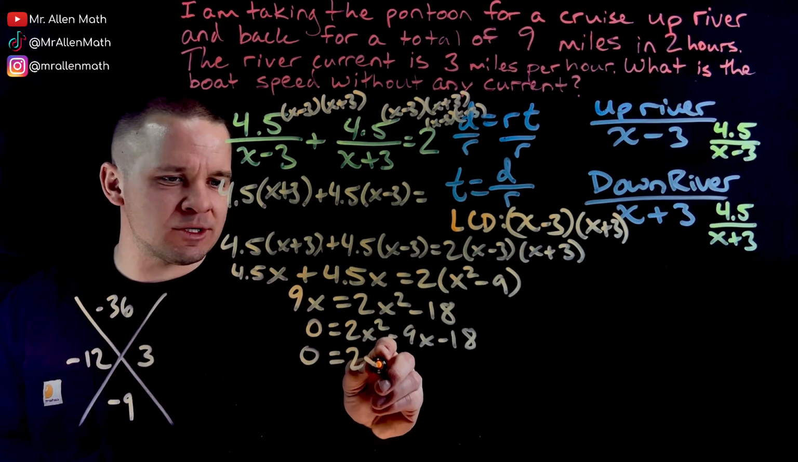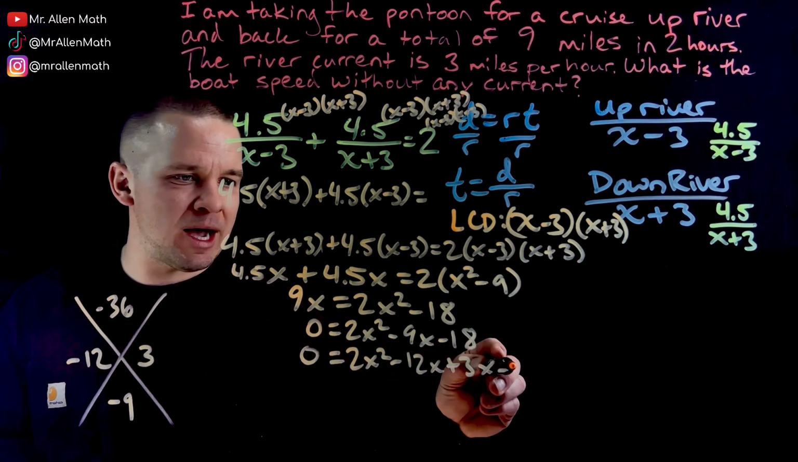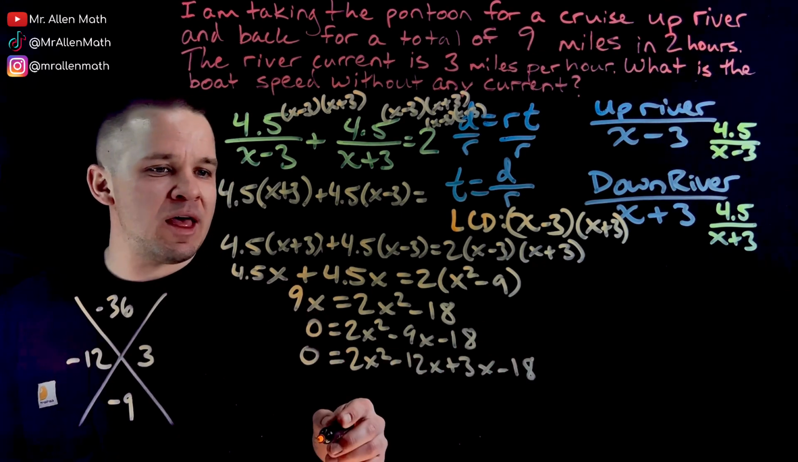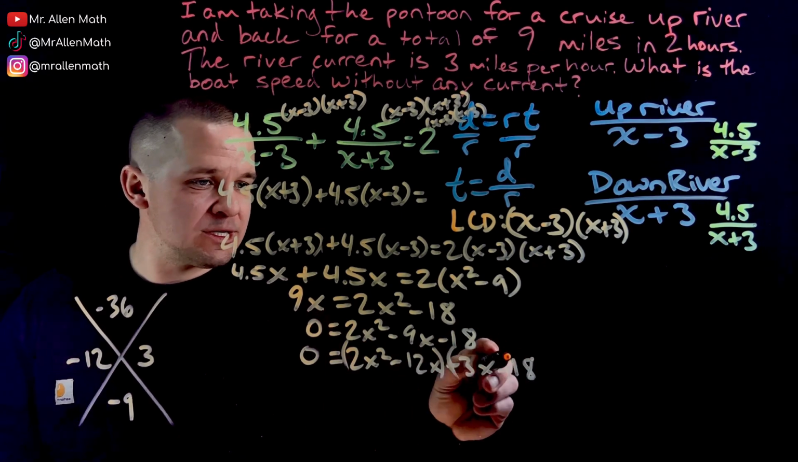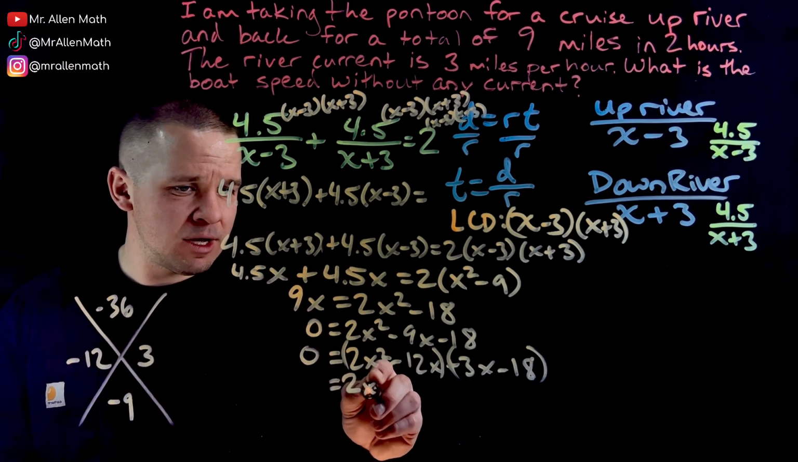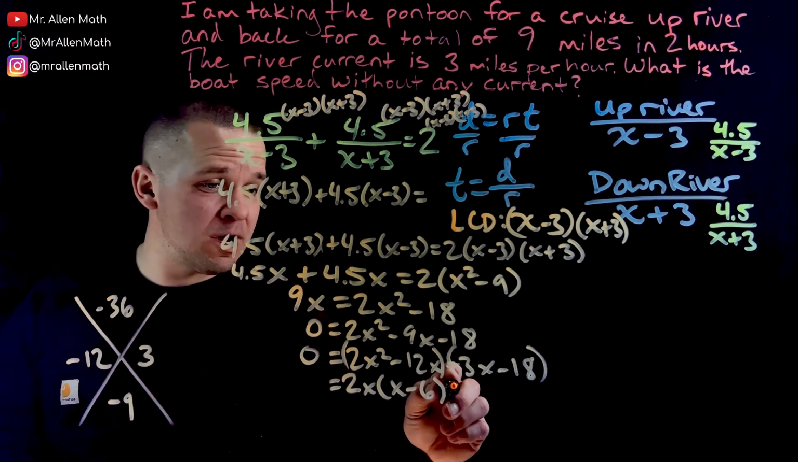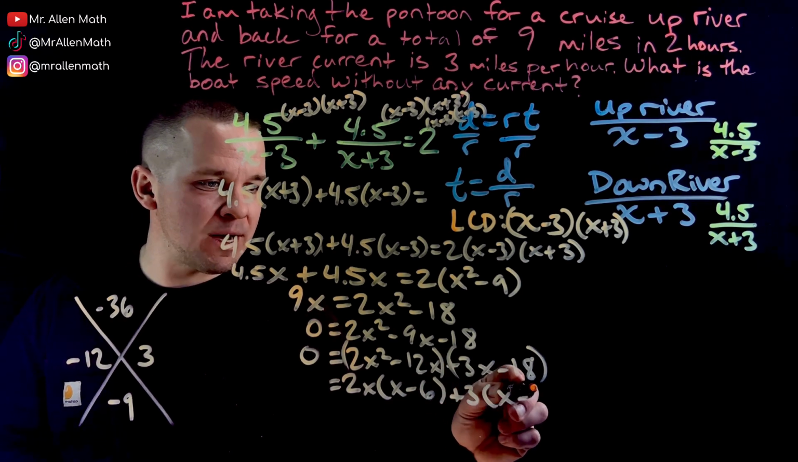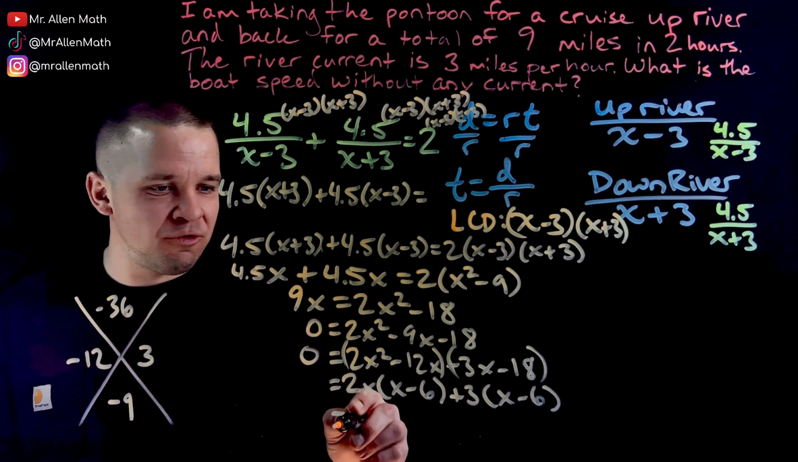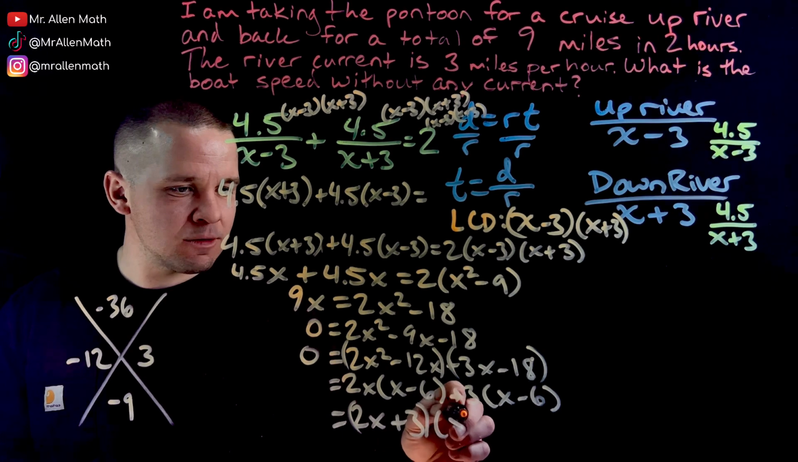So we're going to have 2x squared minus 12x plus 3x minus 18. And then we've got our first group, second group. I'm going to take out my GCF. So I've got 2x coming out, and I'm left with x minus 6. And over here, looks like a 3 coming out, so plus 3. Then we have x minus 6. And now I have my two factors, 2x plus 3, and x minus 6.